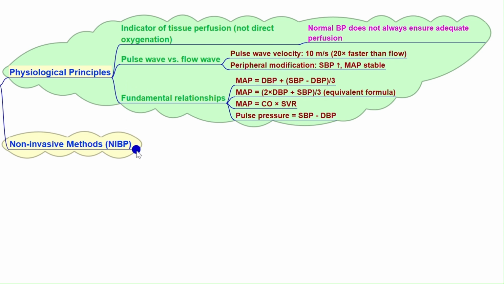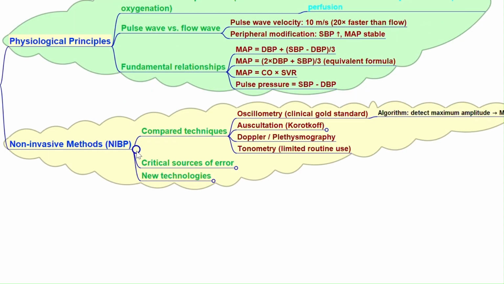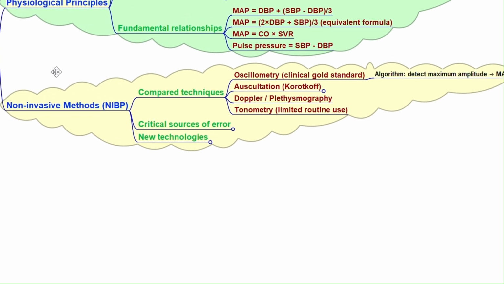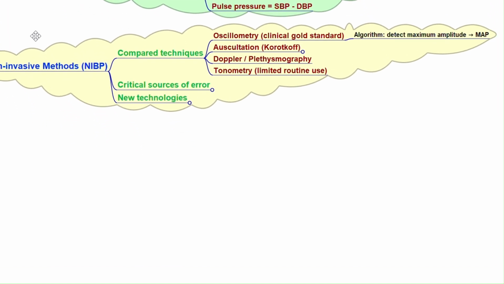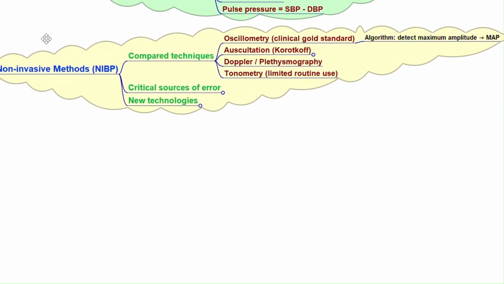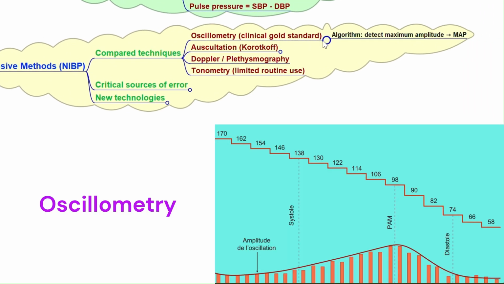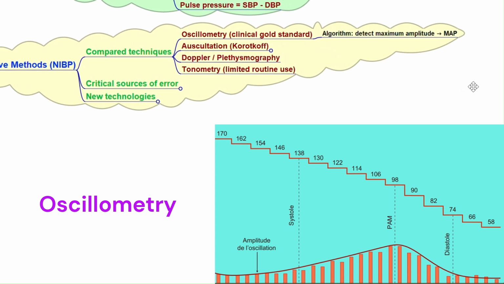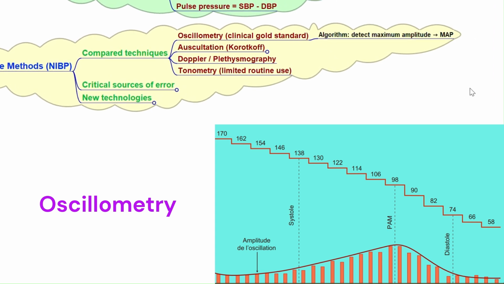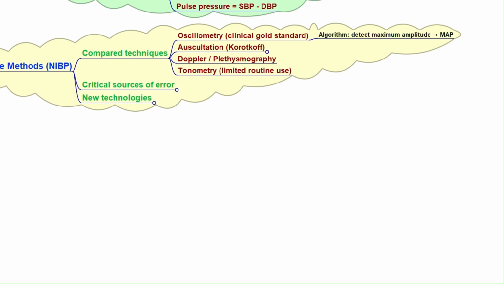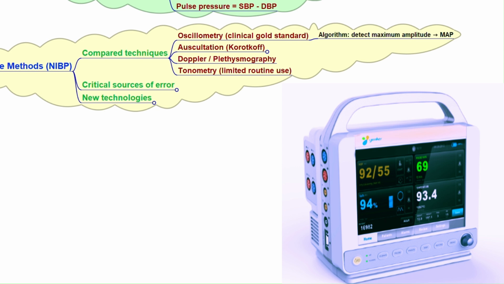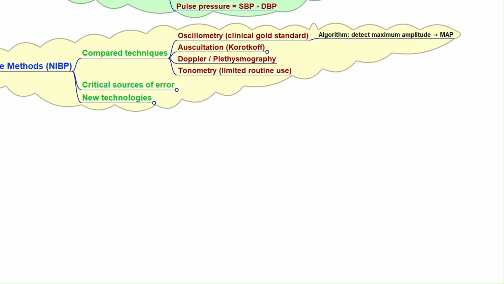Now let's discuss non-invasive blood pressure measurement. The most commonly used method in the OR and the intensive care is oscillometry. Oscillometry uses a special cuff to detect pressure oscillation during the cardiac cycle. It identifies the mean arterial pressure at the point of maximum oscillation. Systolic and diastolic pressures are then estimated by an algorithm.